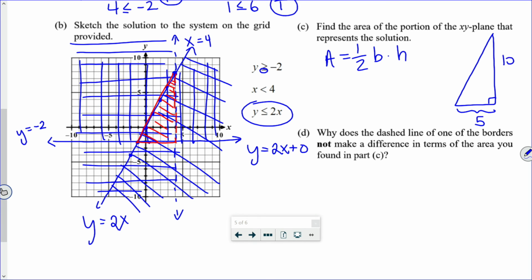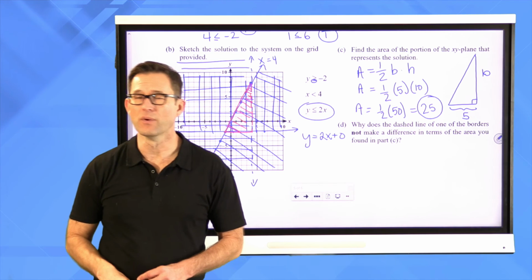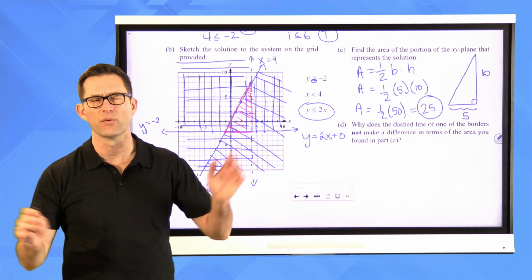I think. Let me just make sure of that. 8 down to -2, 10, yep, 10 units. And therefore, the area is 1/2 of 5 times 10, which is 1/2 of 50, and that's going to be 25. So the area is 25 units, 25 square units, however you want to call it.